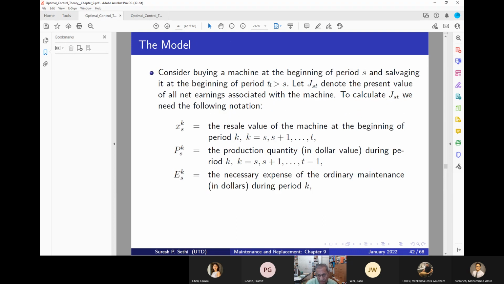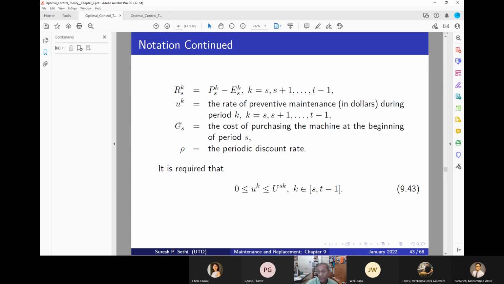And notice when we sell the machine at the beginning of period T, we will buy another machine, and that machine will cost us C of T. So this gives the cost of machine at every time during this. Rho is the discount rate. We have an upper and lower bound on the control, but remember I have an upper bound that depends on S. And the reason I want that is because S is the vintage of the machine. And each machine may have different characteristics, so the upper bound may depend on that characteristic. So it depends on S, the vintage of the machine, and K, the period in which the machine is operating.